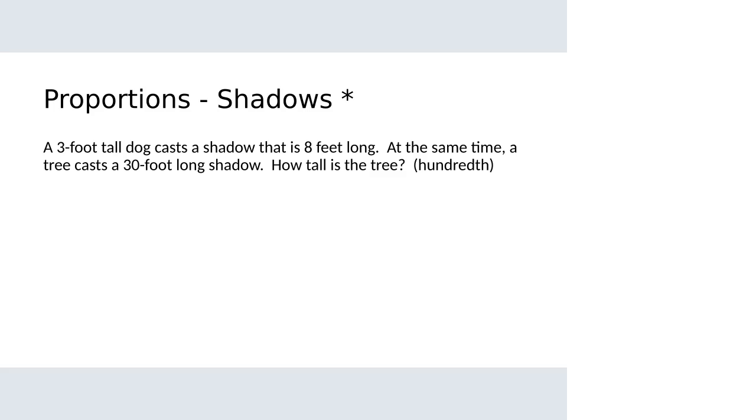A 3-foot tall dog casts a shadow that's 8 feet long. At the same time, a tree casts a 30-foot long shadow. How tall is the tree, rounded to the nearest hundredth? I am going to set up a poll for this one. The reason for "at the same time" isn't to make this tricky. It's just that the sun is at the same place in the sky, so the angle of the sun coming down is the same. That tells us it's reasonable to use a proportion to solve this. I'll set up a poll and give you a shot to try.